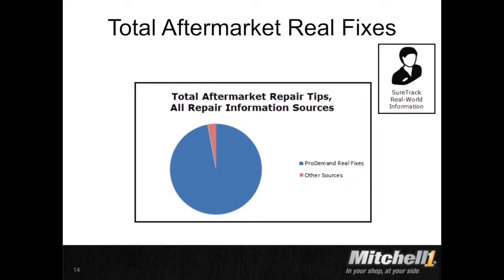Talking about SureTrack information and Real Fixes as well, within ProDemand and SureTrack, we have over 36 million real fixes. Just taking a look at what that means compared to other sources of information, we really have the most real fixes available and the most sets of real-world information out there. So it really is a good source of real-world information.